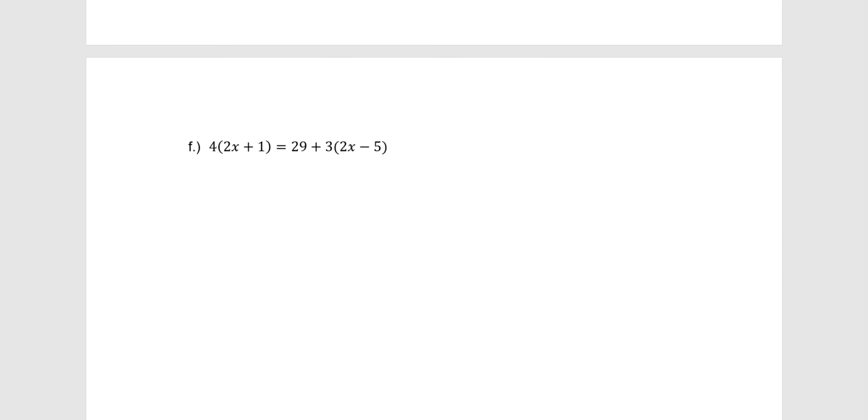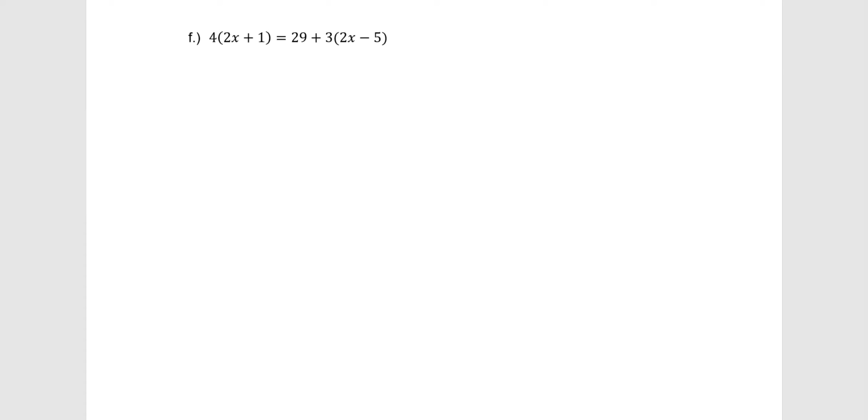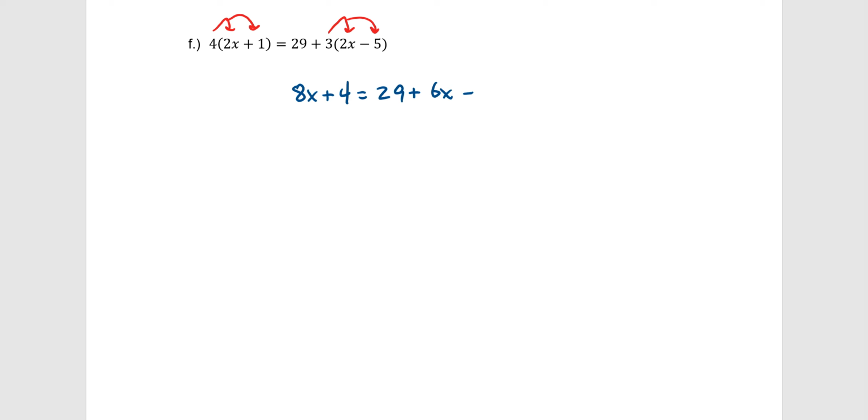Okay, let's do a couple more here. Or one more, and then we'll get to fractions. So we have 4 times 2x plus 1 equals 29 plus 3 times 2x minus 5. So first, combine like terms by distributing first on the left. And we get 4 times 2x plus 1 becomes 8x plus 4. On the right-hand side, we have to distribute the 3. And we get 29 plus 6x minus 15.